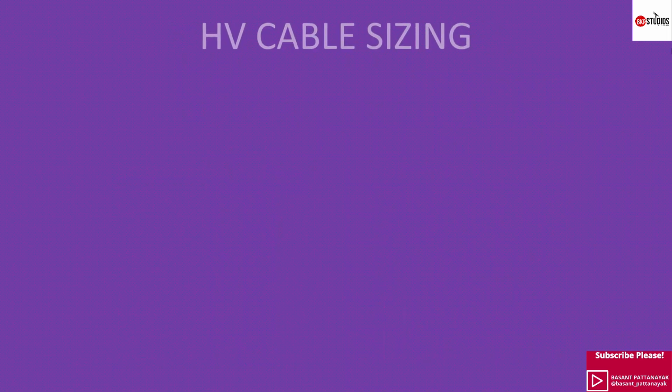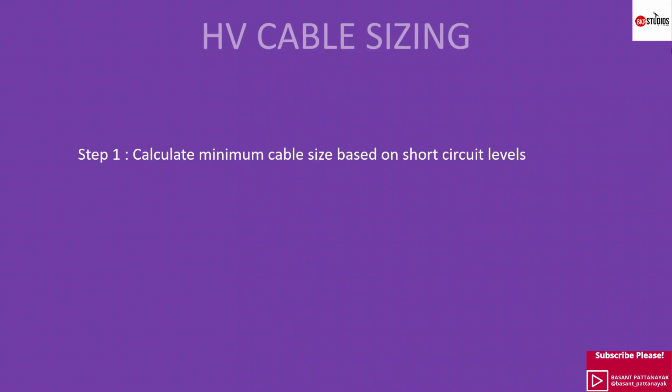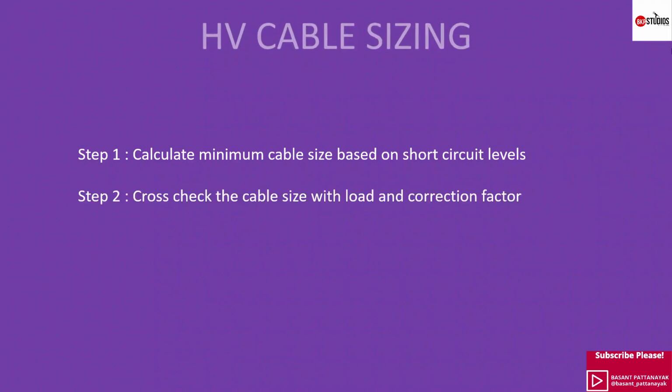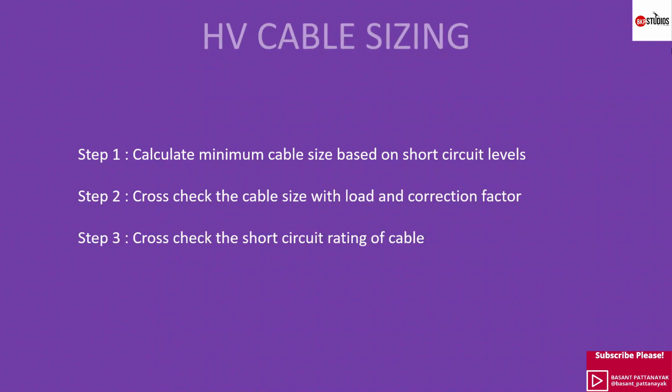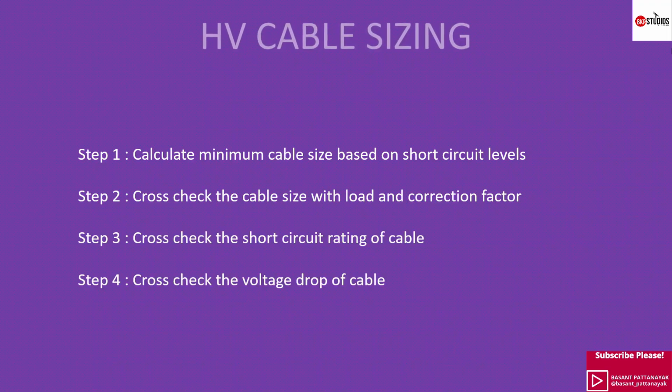Let's learn high voltage cable sizing. There are 4 steps for high voltage cable sizing. First step is calculate minimum cable size based on short circuit levels. Second step, cross check the cable size with load and correction factor. Third one, cross check the short circuit rating of the cable. Fourth one, cross check the voltage drop of the cable.